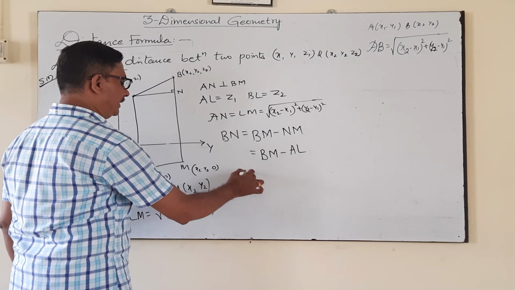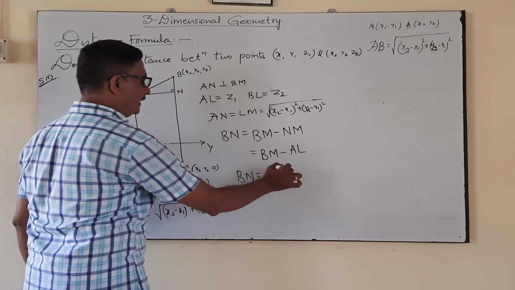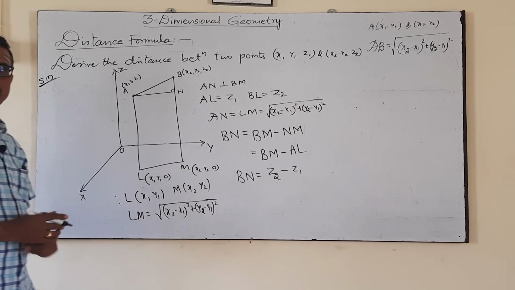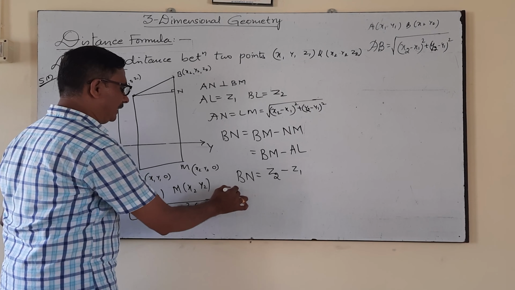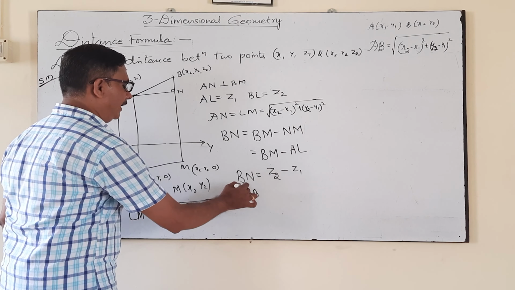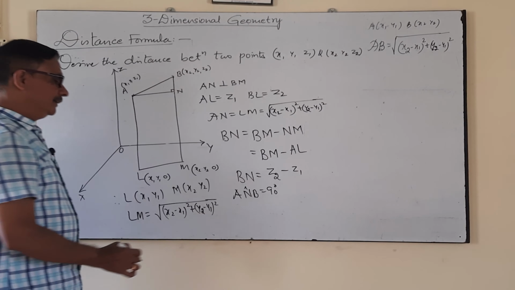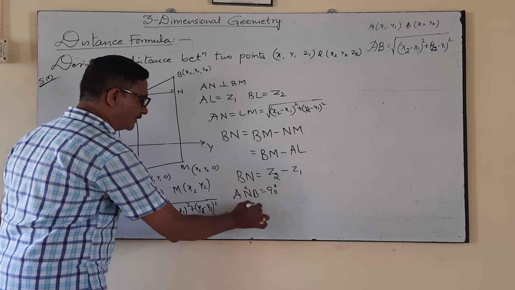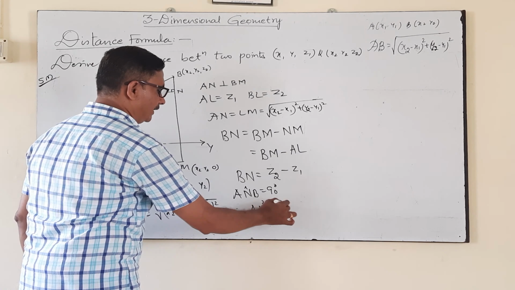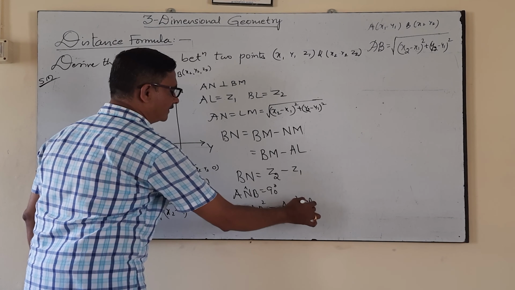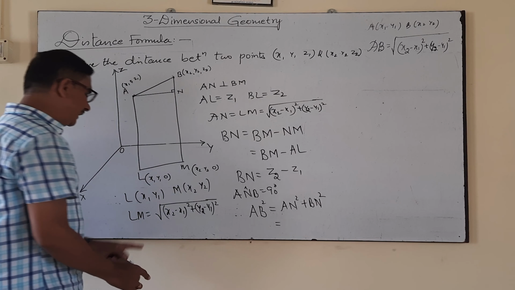So that BN is equal to BM length Z2, AL length Z1. We got the BN and AN values. Now clearly from the triangle ANB, angle N is 90 degrees. It is a right angle triangle. Therefore, by using Pythagoras theorem, AB square is equal to AN square plus BN square. Correct?